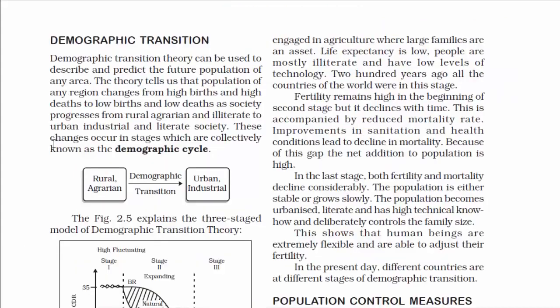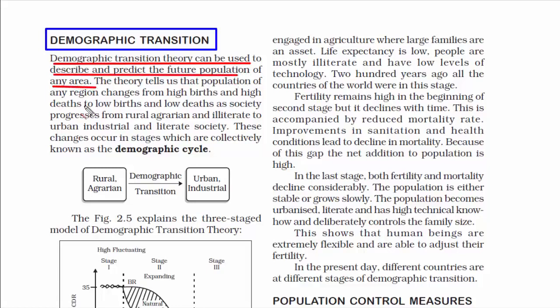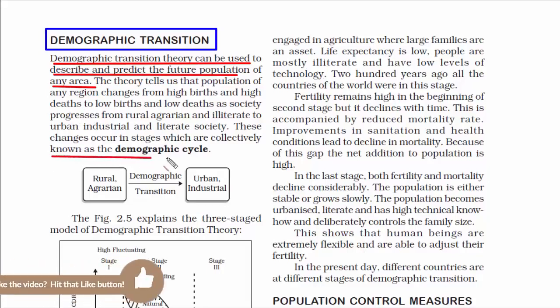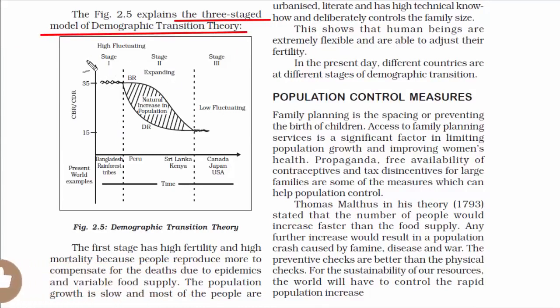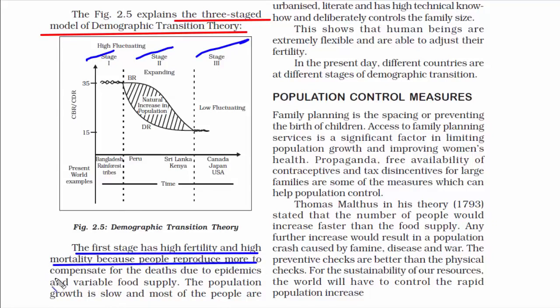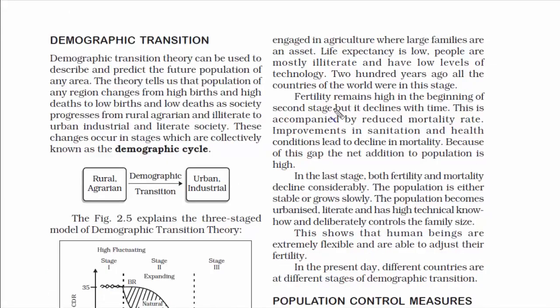And the next topic is demographic transition. Basically what it means is how a particular place or a country has moved ahead in time from being a rural agricultural society to urban industrial literate society. This transition or change is known as demographic cycle. It's classified in three stages for better understanding. In the first stage, we are talking about 200 years ago, that is pre-industrial society. At that time, people only engaged in agricultural activities. Life expectancy was very low, most people were illiterates, and there was very minimal technology. However, human fertility was high, meaning people produced healthy babies.